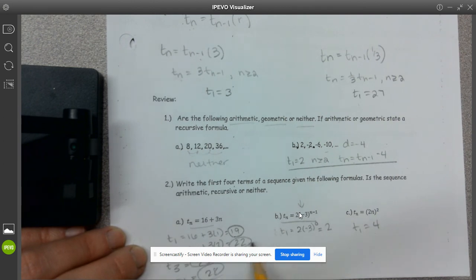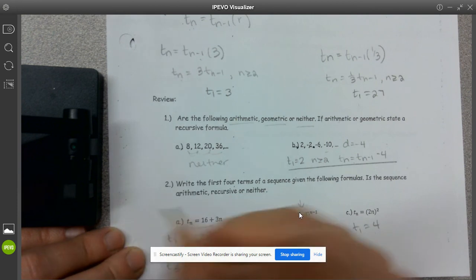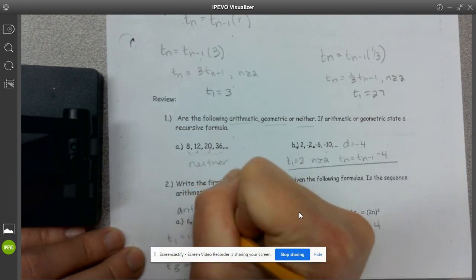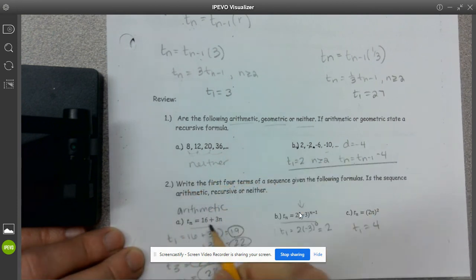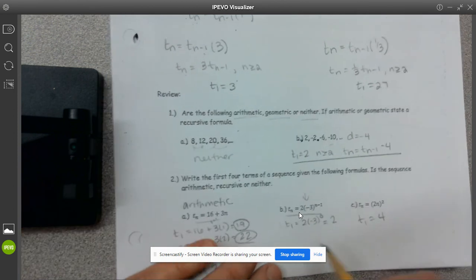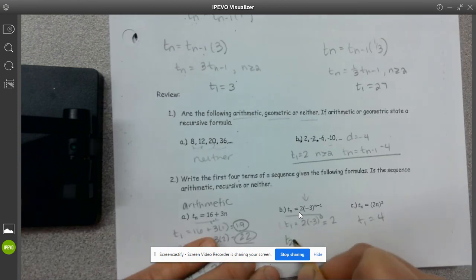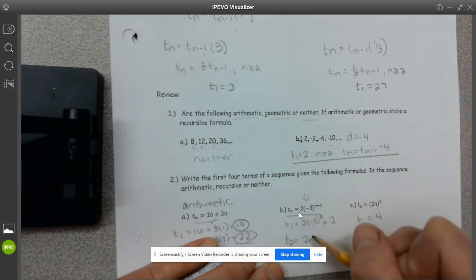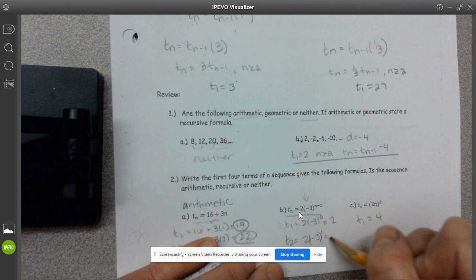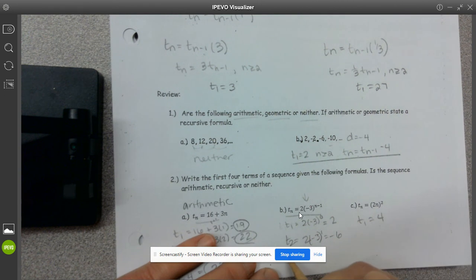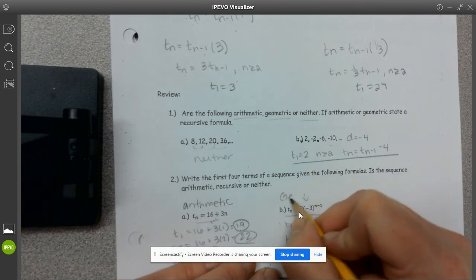What's happening every time? We jumped up 3, we jumped up 3, we jumped up 3. So it's arithmetic. Even though that's not the kind of formula we use, that's fine. Here, keep putting numbers in. Yeah, we're multiplying back and forth by a -3. So this is geometric.